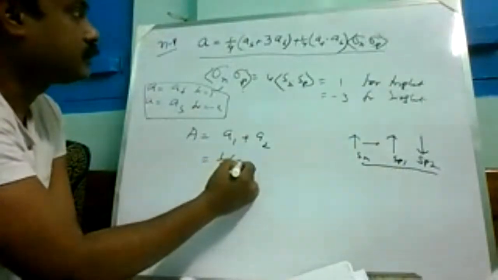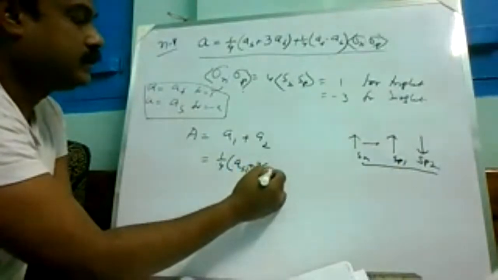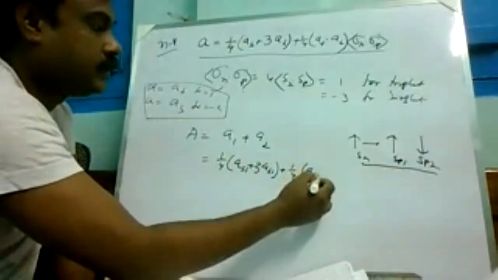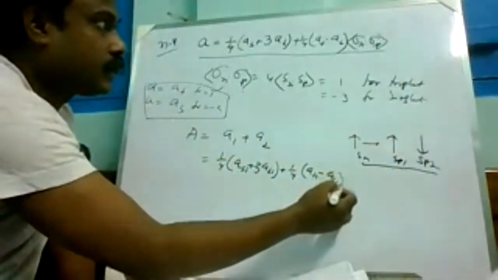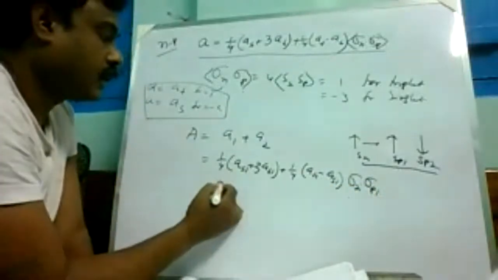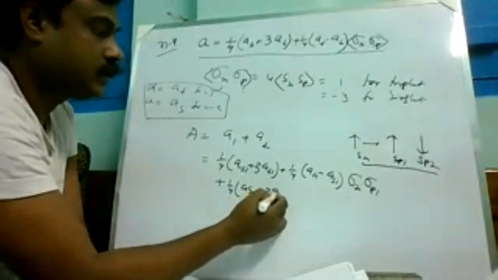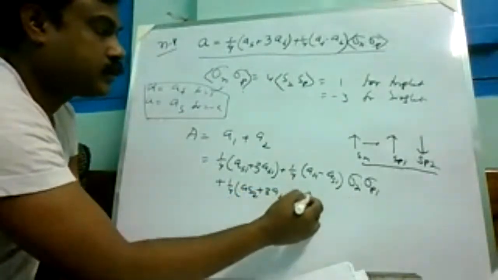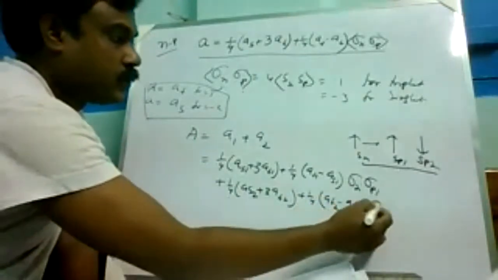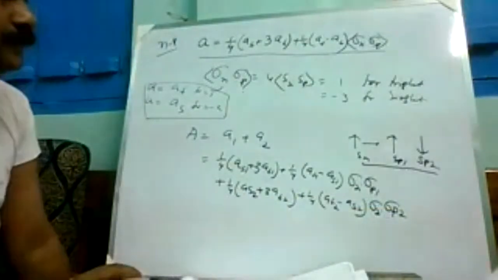So it will be (AS1 plus 3AT1)/4 plus 1/4 (AT1 minus AS1) sigma n dot sigma P1, right? And the other will be (AS2 plus 3AT2)/4 plus 1/4 (AT2 minus AS2) sigma n dot sigma P2. This will be like this.